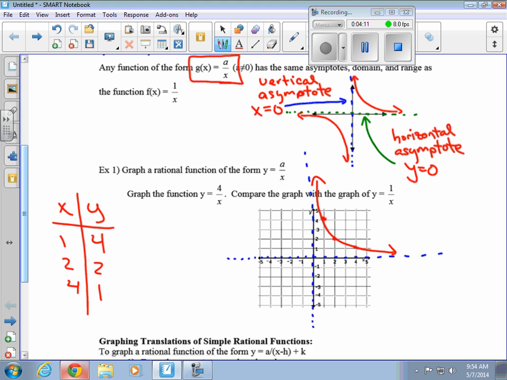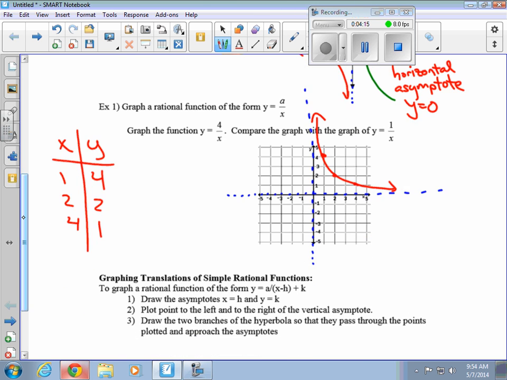So now, what am I going to have to do for the other half? All right, let's plug in those negatives. So let's go -1, -2, and -4. So -1 would give us what? -4. -2 would give us -2, and -4 would give us -1, right? Exactly. Same thing in the other quadrant.